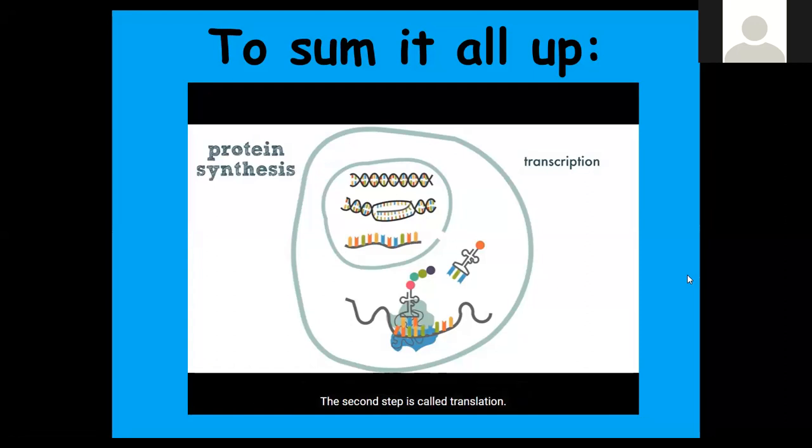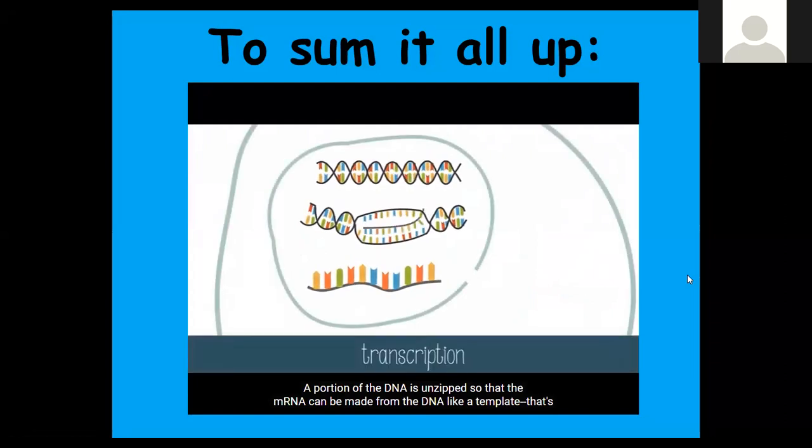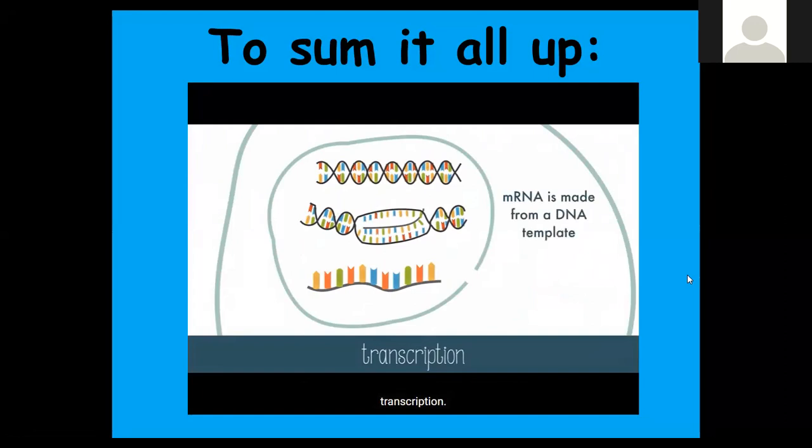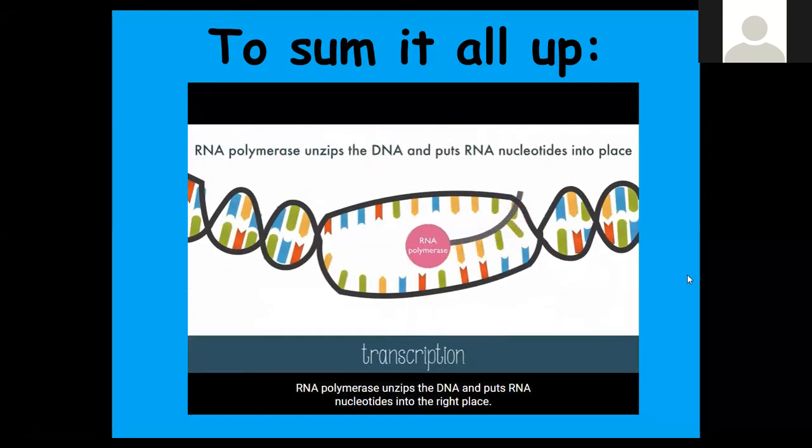The second step is called translation. A portion of the DNA is unzipped so that the mRNA can be made from the DNA like a template. That's transcription. Nucleotides of RNA match with one strand of DNA and make mRNA. RNA polymerase unzips the DNA and puts RNA nucleotides into the right place.